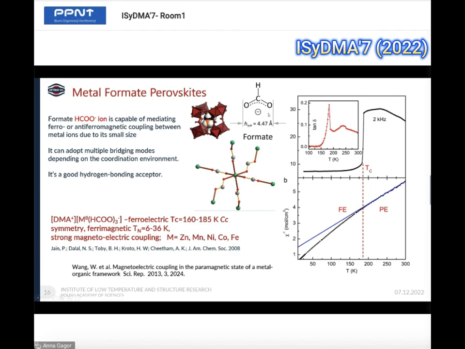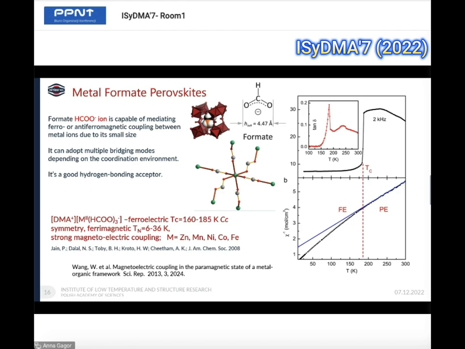And why is this formate ligand so attractive? Because it's not so large, so it's still capable of mediating ferro or antiferromagnetic coupling between the metal ions accommodating the B sites. It is also a very good hydrogen bonding acceptor and has quite stiff and planar geometry, which of course is important from the point of view of the crystal structure and the possibility of formation of different structures.